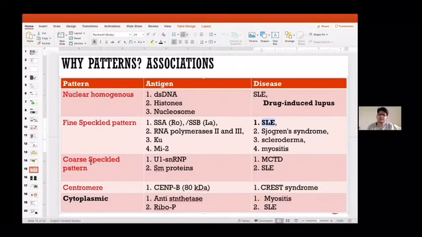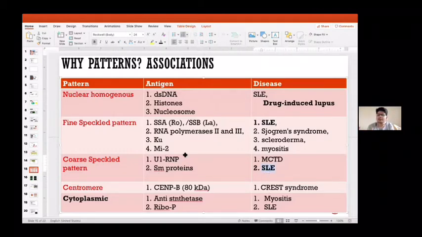Then the third pattern is the Coarse speckled pattern. In the coarse speckled pattern, you have two antigens: U1-RNP, you can forget the SN part in between, U1-RNP and Sm protein. So we know anti-Smith protein. We have at least crossed our MBBS to MD entrance. So we always used to remember that anti-Smith is something which is very specific for lupus. So lupus is something which is definitely to come.